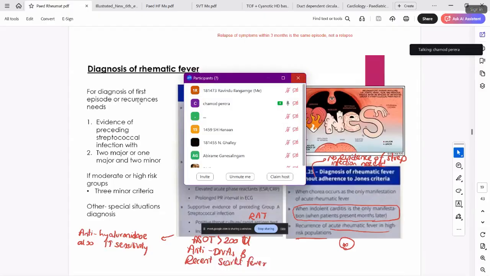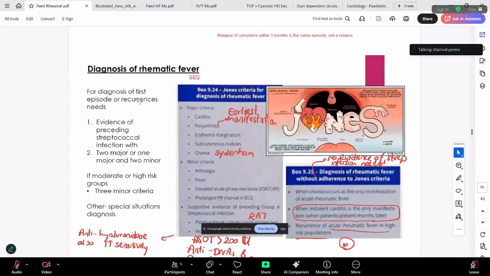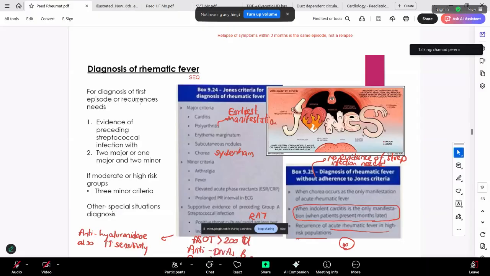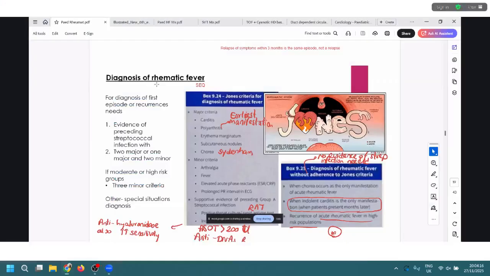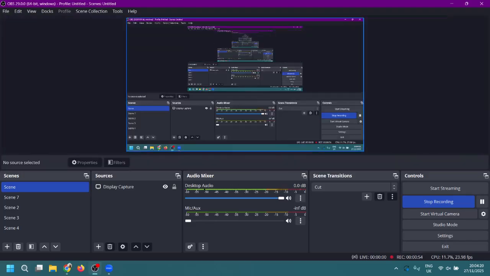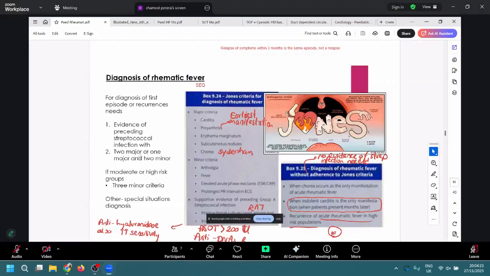So first, what is the criteria? In the criteria, we need to have major criteria and minor criteria. The major criteria has 5 things, along with evidence of preceding streptococcal infection. So you need to have 2 major, or 1 major and 2 minor. That is the main criteria: evidence of preceding streptococcal infection, and 2 major or 1 major and 2 minor.